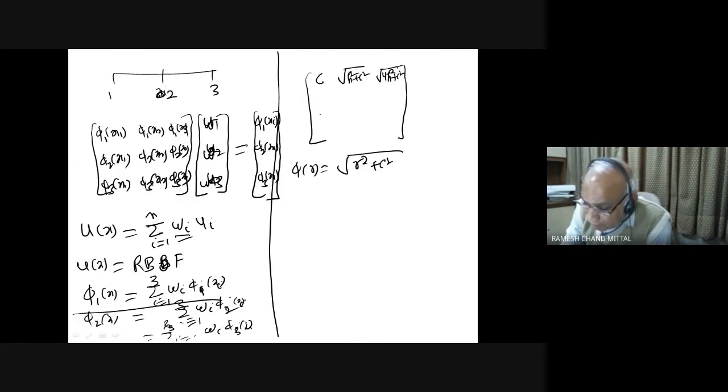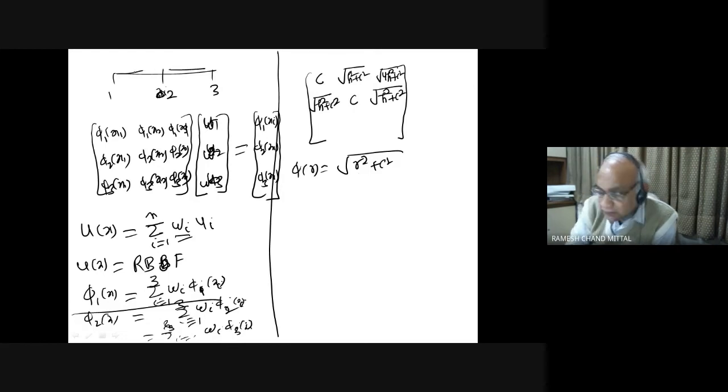Now again I come to the second, so phi 2(x1) is again this same thing. So I have h square plus c square. This will be again c, and this will be again h square plus c square, because this is second point. So this distance and this distance is the same. And same way this will be 4h square plus c square. Am I right?